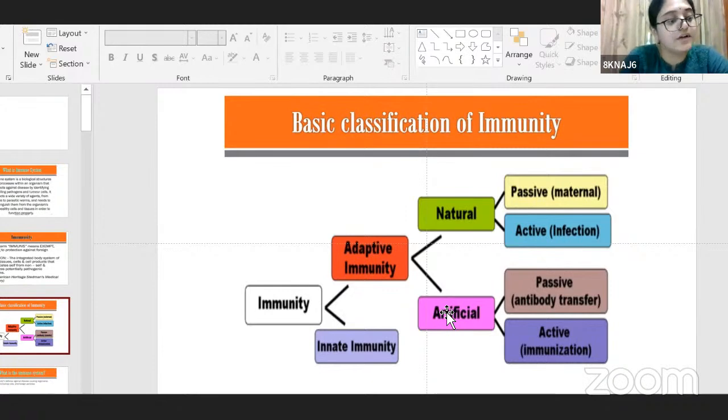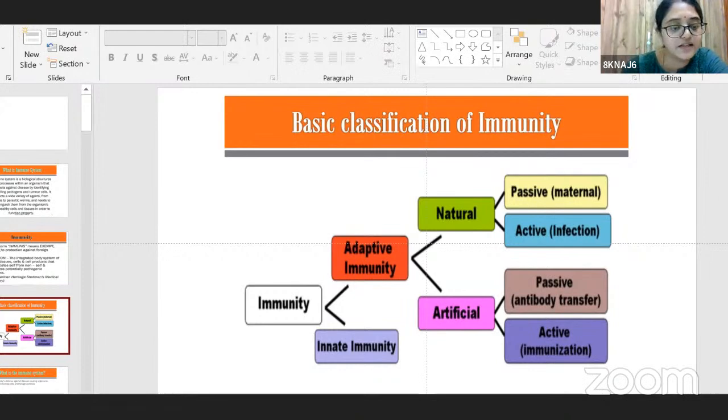Innate immunity is not exactly specific. You're born with it. Innate means from within. It includes physical barriers, physiological barriers, cellular barriers, as well as cytokine barriers.